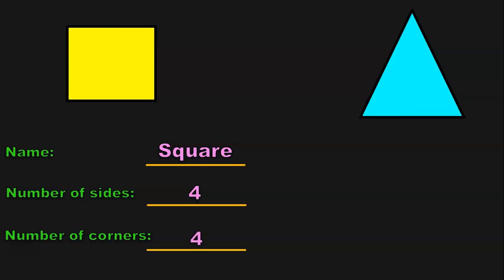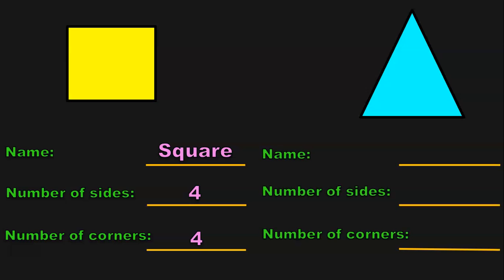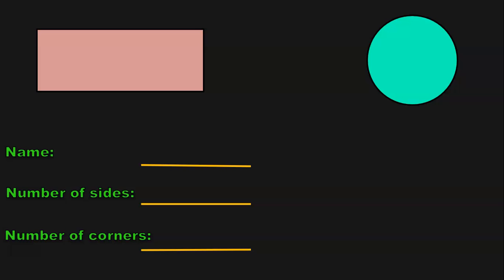The next plane shape we have here is a triangle. How many sides does a triangle have? 3 sides. And number of corners in a triangle? 3. Next, we have two more plane shapes. What are their names? The first one is a rectangle. And number of sides in a rectangle is 4. And number of corners in a rectangle is also 4.